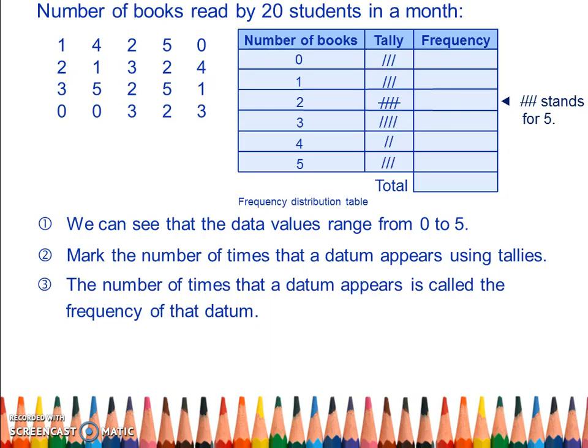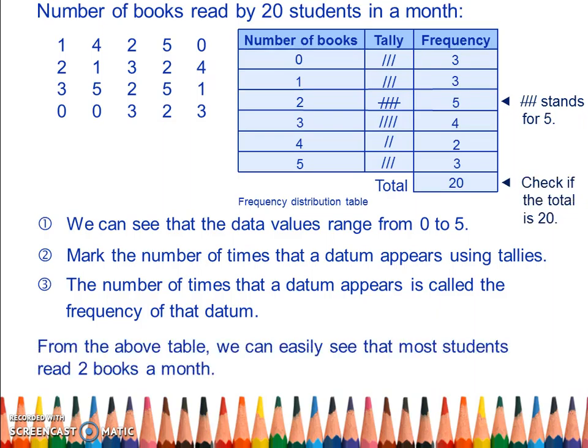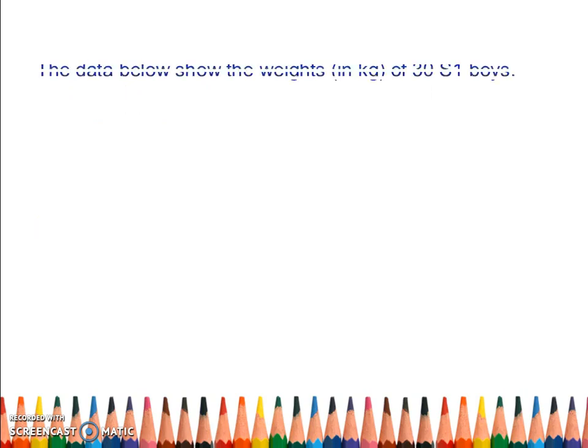So we use these tallies and put them into the frequency distribution table, and this is called the frequency, so we put the number there, and we will find that the total frequency will be 20. Okay, so you can see that most students read 2 books a month.